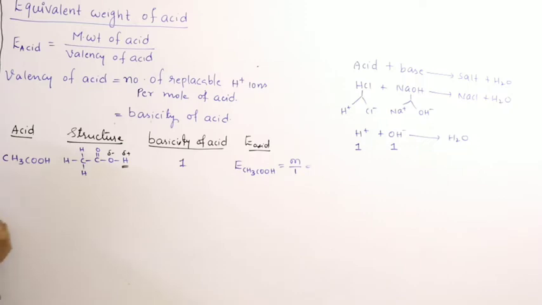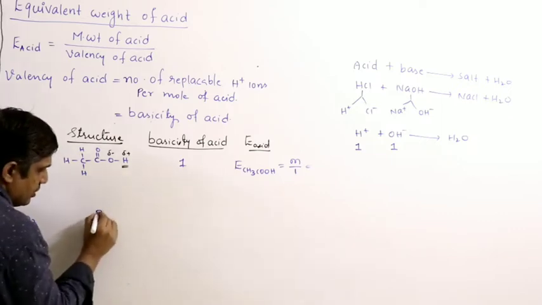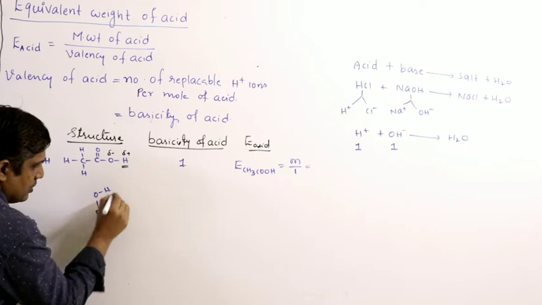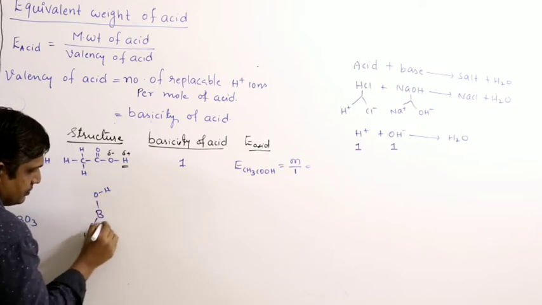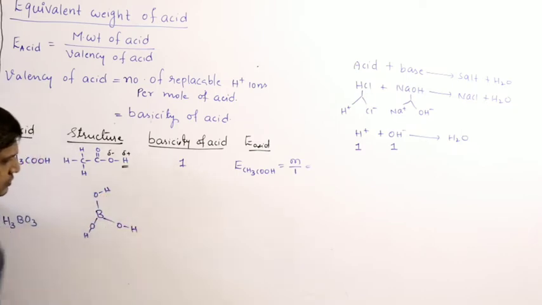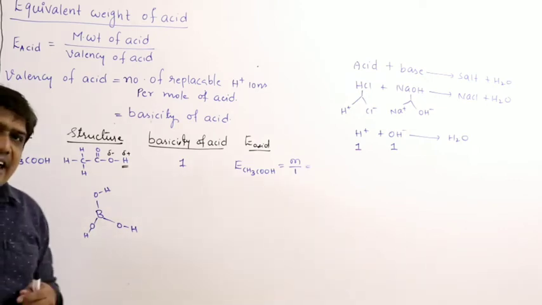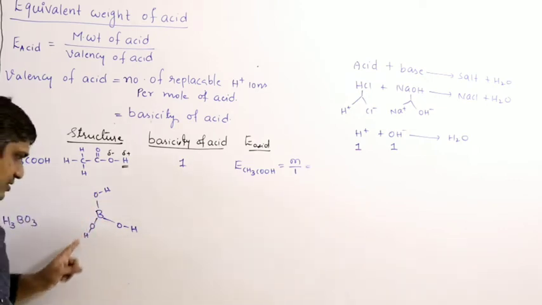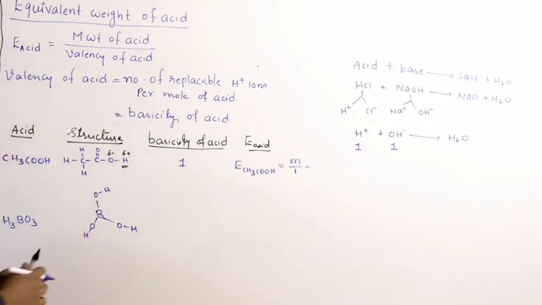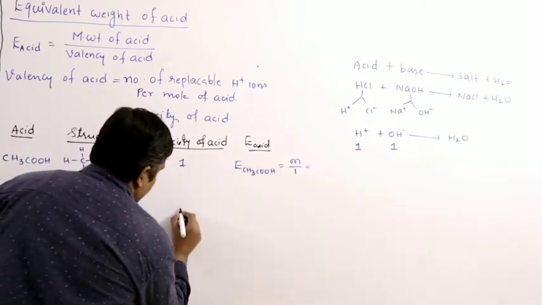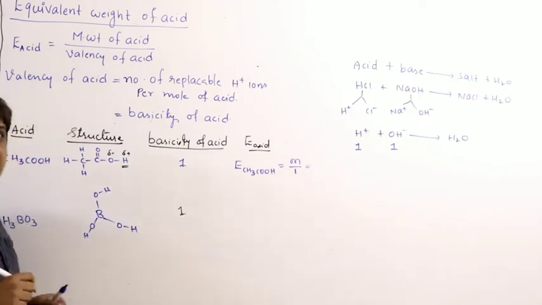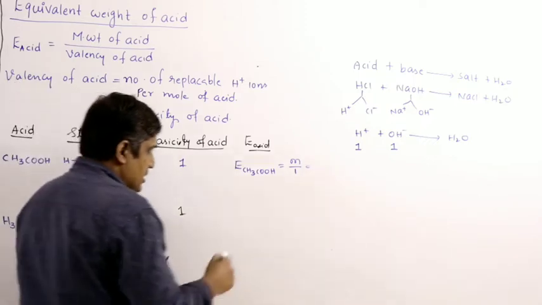So next, boric acid. This is interesting. H3BO3. Boric acid. Here it appears that it is a tribasic acid because there are 3 OH hydrogens, but the answer is it is a monobasic acid. So I will explain the reason.